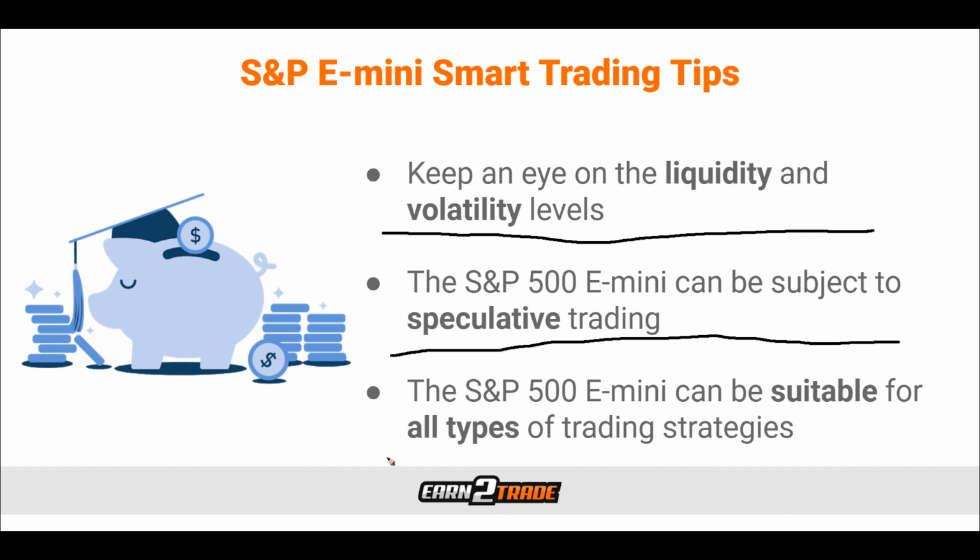Our third tip is that the S&P 500 E-mini can be suitable for all types of trading strategies. And despite this not being a direct tip on how to trade the S&P 500, it should be very comforting to know that due to the high liquidity and relatively low volatility, the E-mini S&P 500 paves the way for the application of pretty much any kind of trading strategy.